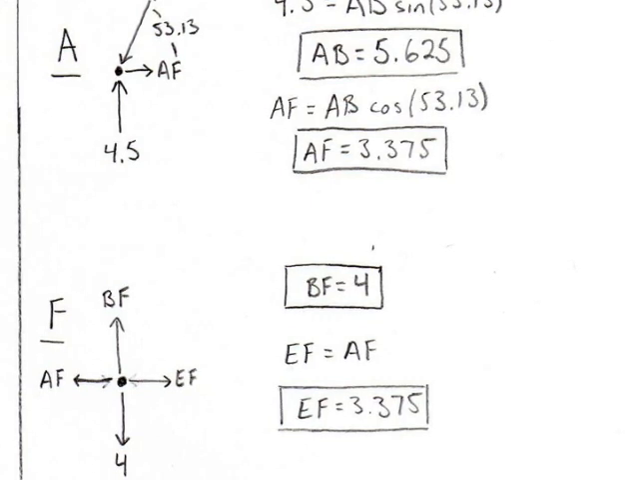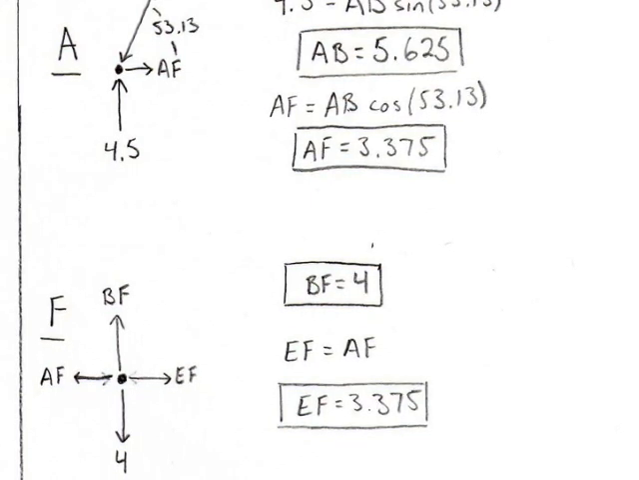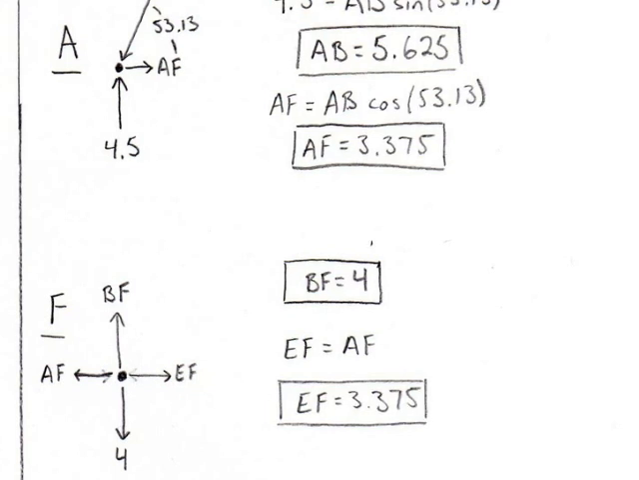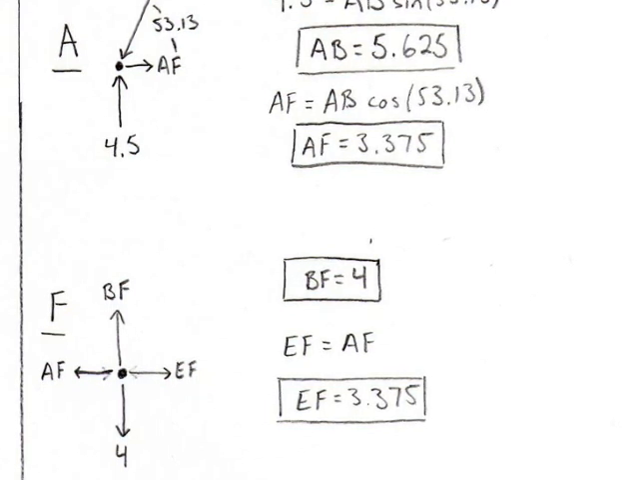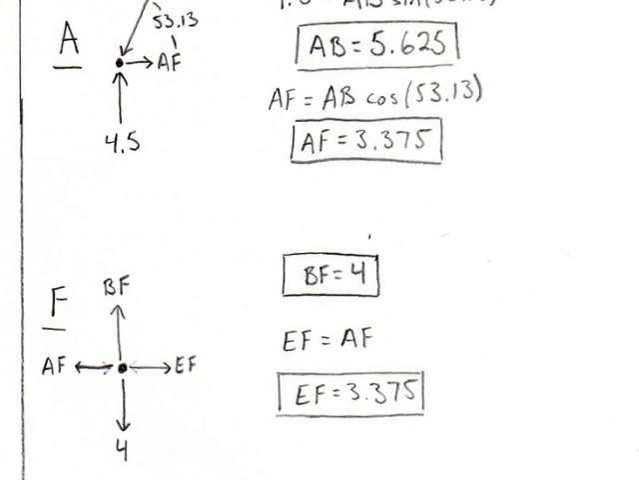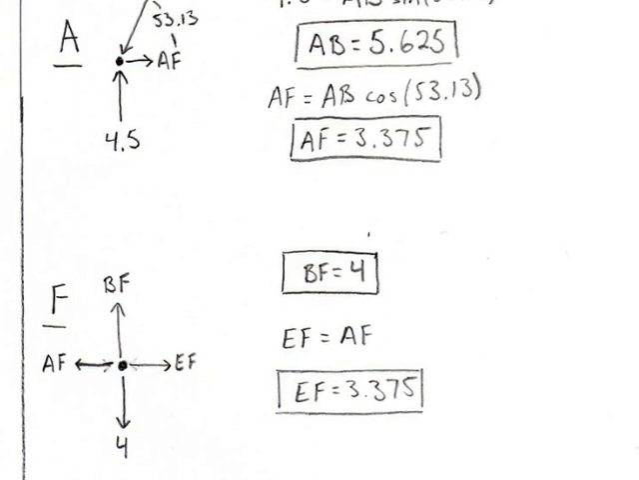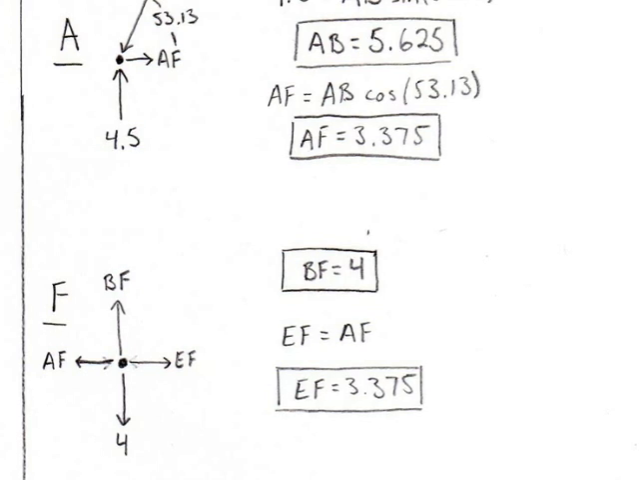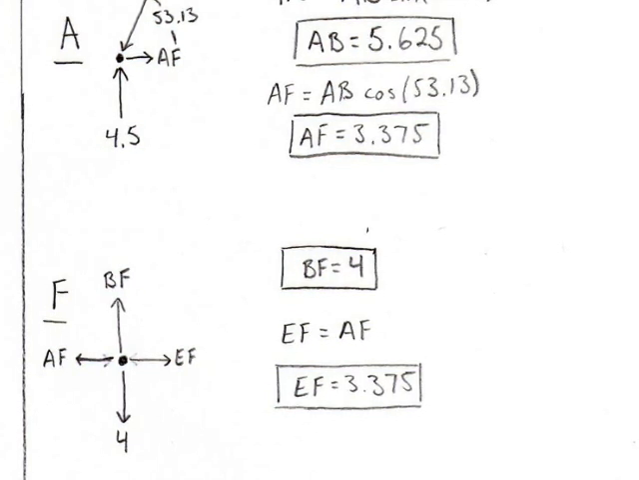After solving for joint A, we'll go on ahead and solve over on joint F. So joint F, we know that we have 4 down. That came from the original diagram. It told us in the problem that there was a force of 4 kilonewtons down at joint F. And we know what the force in AF is because we just solved for it. So this is very easy.